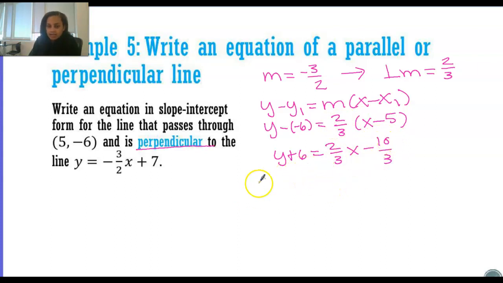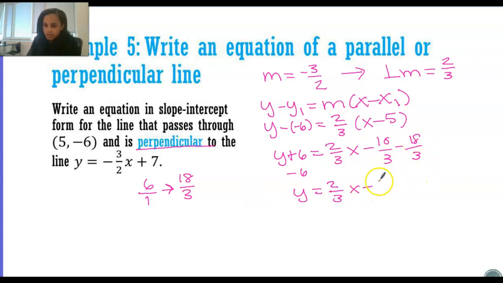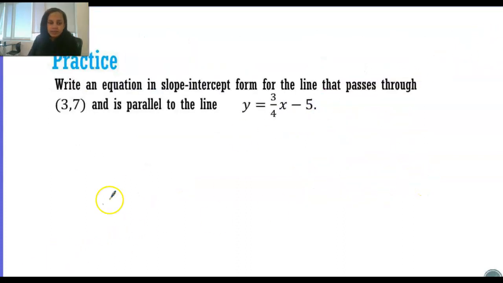And then I'm going to subtract 6 from both sides. But in order to do that, I'm going to go ahead and convert 6 to a common denominator. It's really 6/1. My common denominator is 3, but to get that denominator, I had to multiply this by 3, so I multiplied the top by 3 as well. So I'm going to subtract 18/3 on both sides. So I have y equals 2/3x minus 28/3.